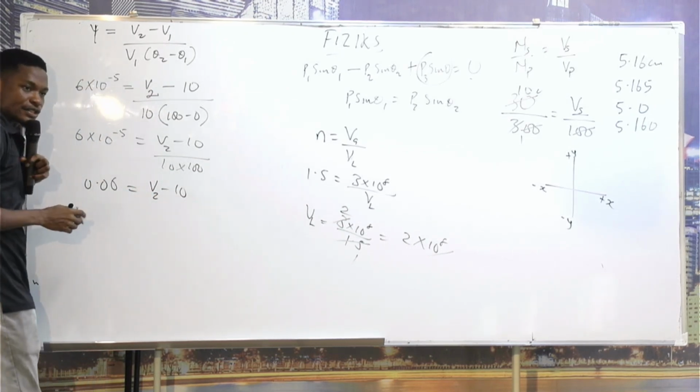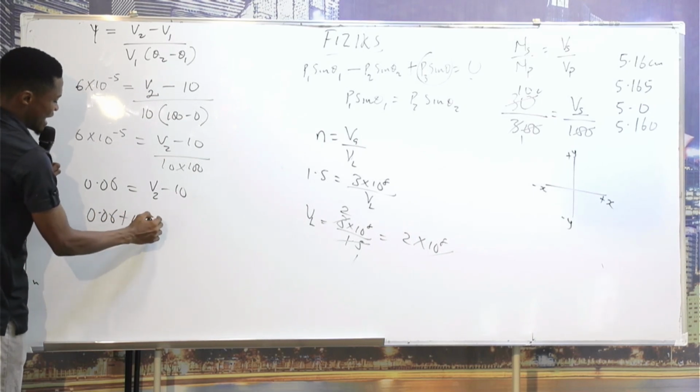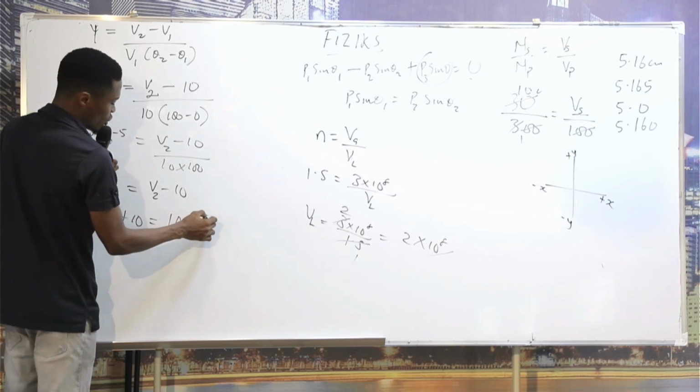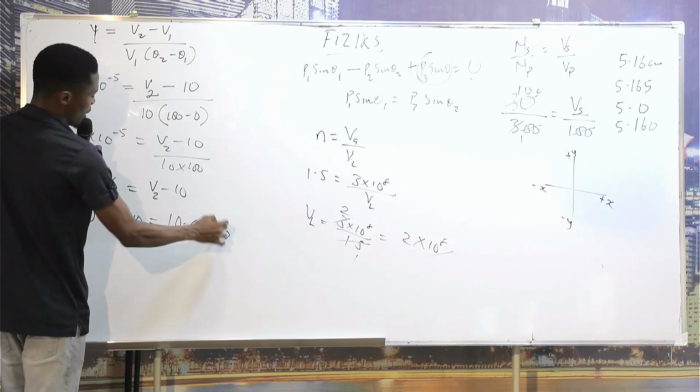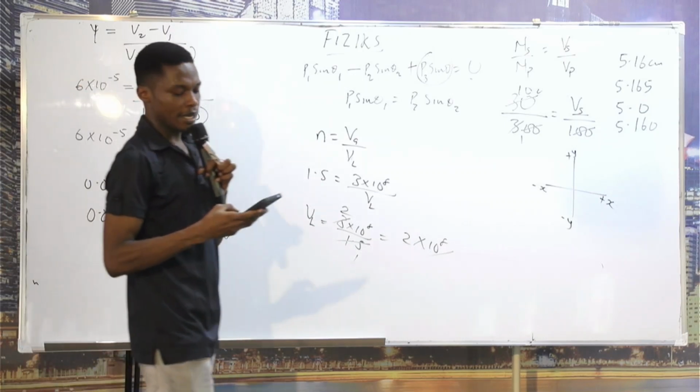Then you make V2 the subject. 10 crosses over, 0.06 plus 10. That will give me 10.06 cm cubed. So that is option A.